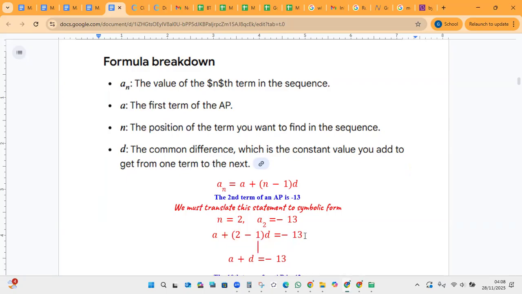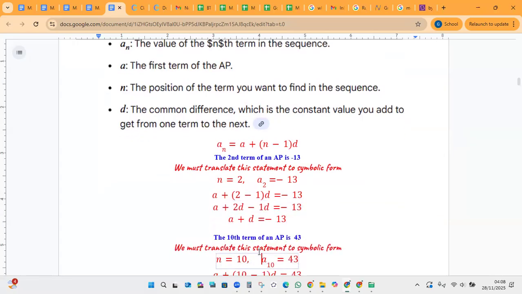This step, someone might say, well, what about this step? This step was skipped. But basically, you're going to clear the brackets, so you're going to multiply by D. So you're going to get 2D, and D times minus 1 is minus D, equals negative 13. 2D minus D will give us D, or you can even put 1D, 2D minus 1D. So that's our first equation.